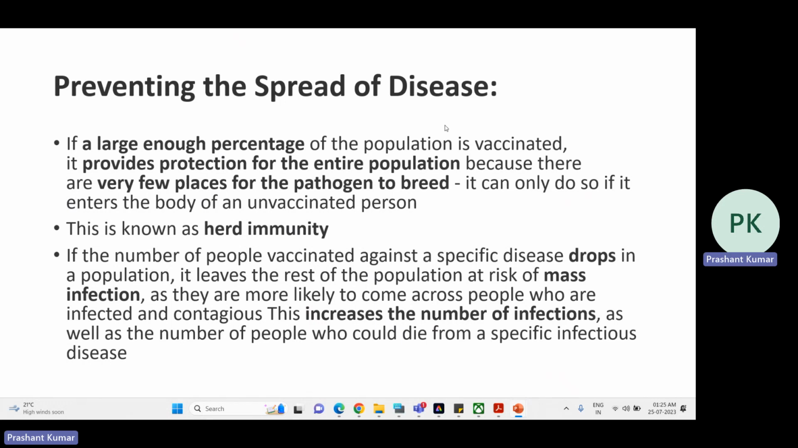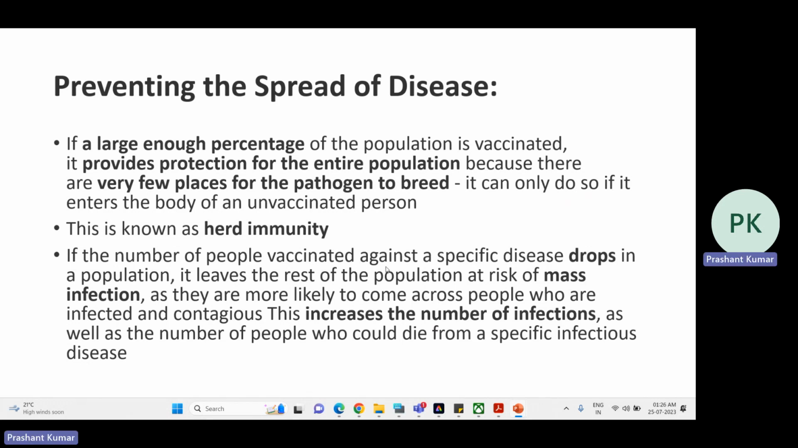Preventing the spread of disease. How to prevent? If a large enough percentage of the population is vaccinated, it provides protection for the entire population, because there are very few places for the pathogen to breed, because all are vaccinated. They are not going to grow there. This is called herd immunity.